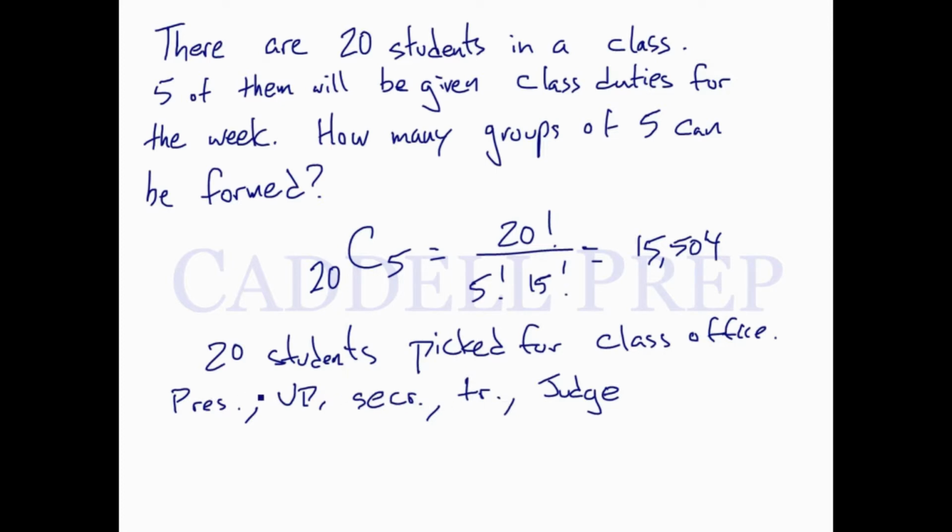So it's not just a group of 5 different people, it's a group of 5 people and each one has a specific title. In this case, the order matters. So you're not just a group of 5, you are either the president, vice president, secretary, treasurer, or the judge. So in this case, we'd have to use a permutation. We'd have to do 20P5, which would be 20 times 19 times 18 times 17 times 16, the first 5 numbers, and see what that comes out to.